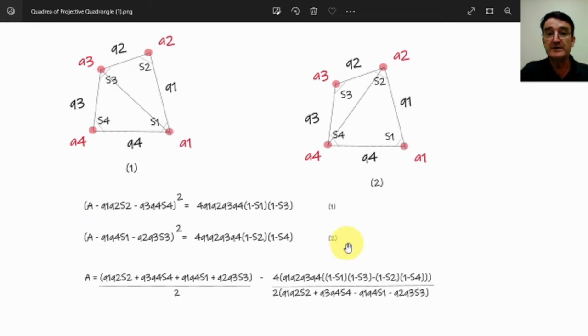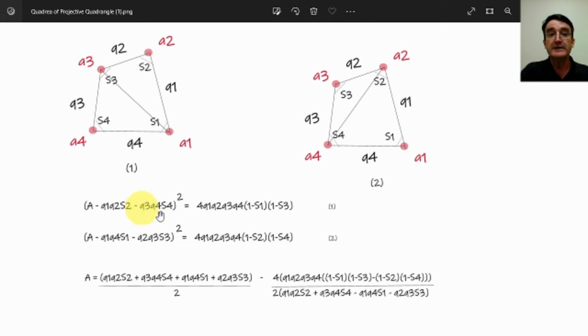And the other formula is also a quadratic formula, and it goes with this triangulation over here. And the formula is (A minus Q1, Q4, S1 minus Q2, Q3, S3), all of that squared, is equal to 4 times Q1 times Q2 times Q3 times Q4 times (1 minus S2) times (1 minus S4). So we have 2 quadratic equations for the different triangulations, and they have a common solution A.